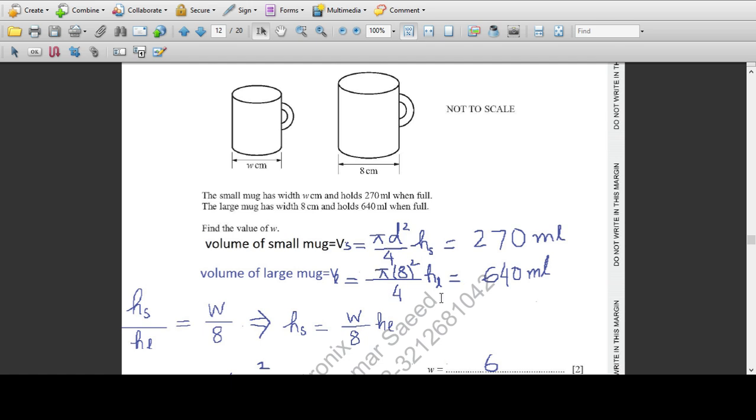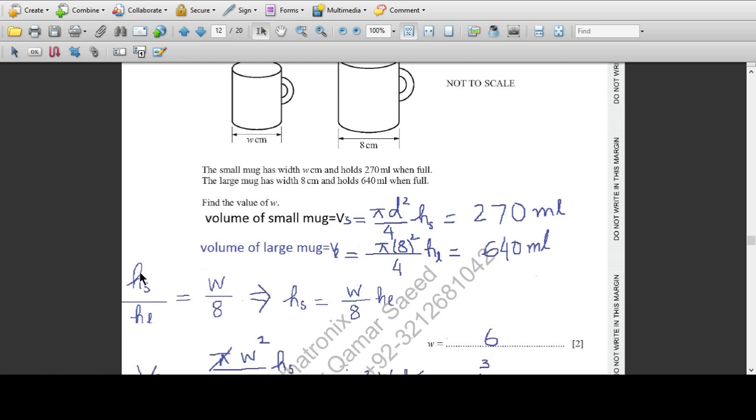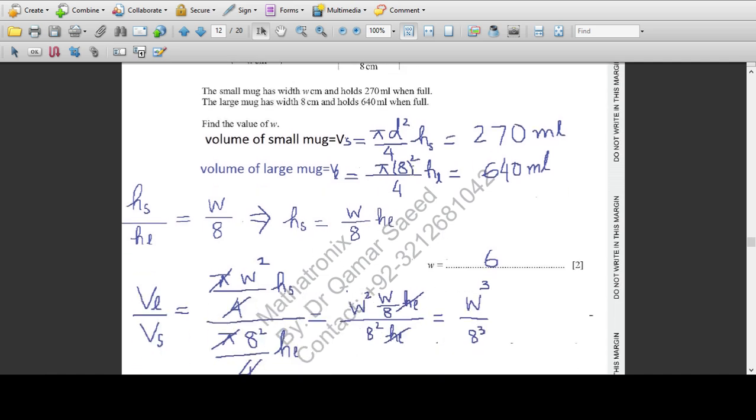So from this we know that the height of the small mug and the height of the large mug are also in proportion according to the diameter. So these heights are also in proportion. That's a requirement of similarity. So Hs is equal to W upon 8 into HL, large size. So in place of this Hs, we will write W upon 8 HL.